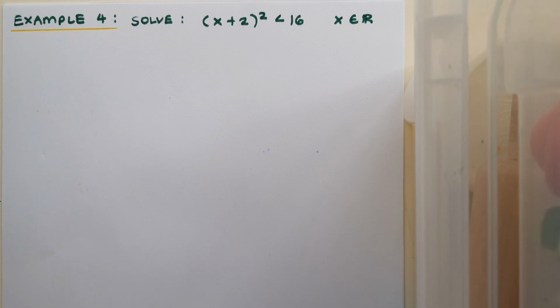Remember, it's square the first, multiply the first by the second by 2, square the last. So now I have x squared plus 4x plus 4 is less than 16. It's starting to look like a quadratic. I do have an issue at the moment. Do you spot what it is?